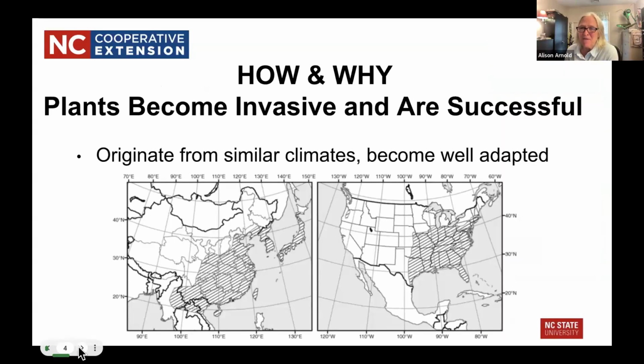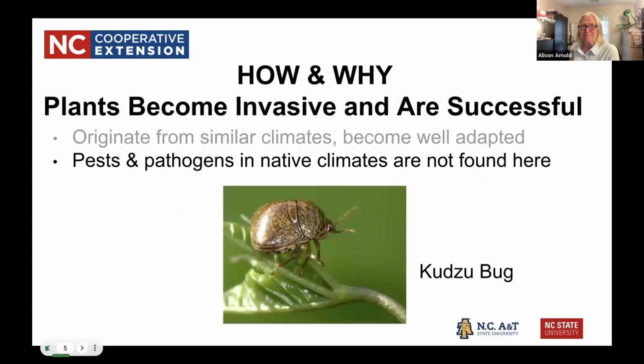How do they become invasive and successful? A lot of them that we deal with originate from Eastern Asia, which has a very similar climate to us. As you can see in this map, there's Eastern Asia there, and then there's the Southeastern US. Those climates are very similar, and they adapt very easily. Some in their native habitat have pests and pathogens that control them. But here in our area, we don't have those.